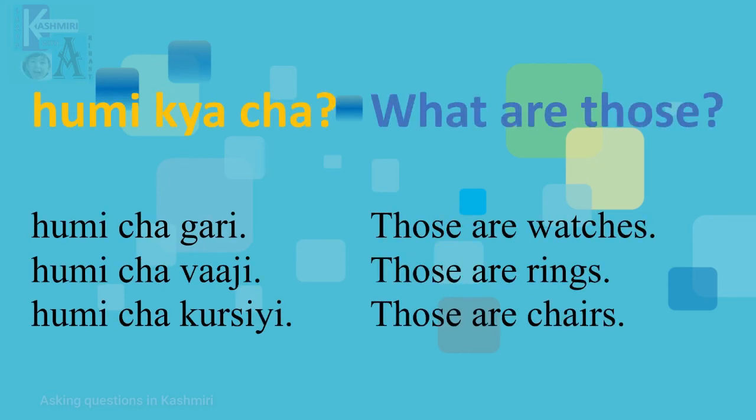What are those? Hum kya छ? Those are watches. Hum छ gare. Those are rings. Hum छ वाज. Those are chairs. Hum छ kursi.